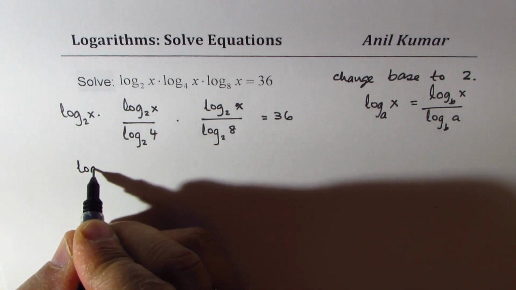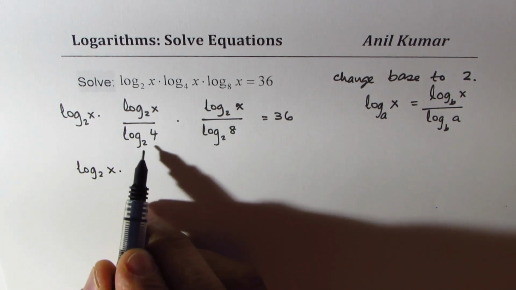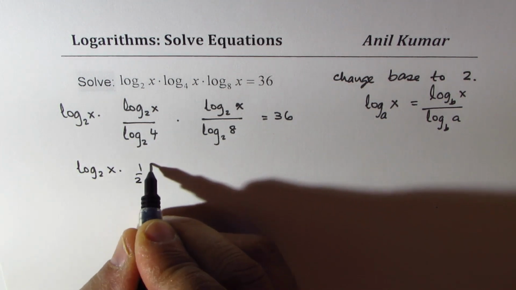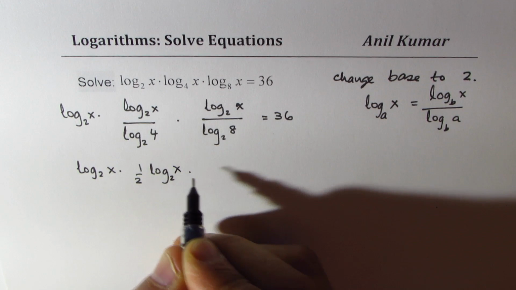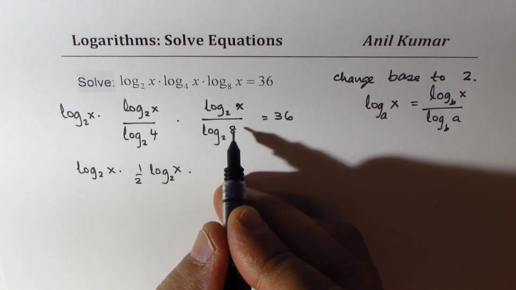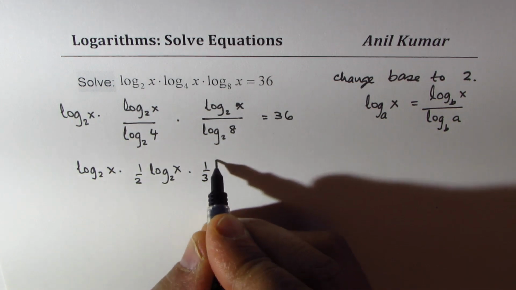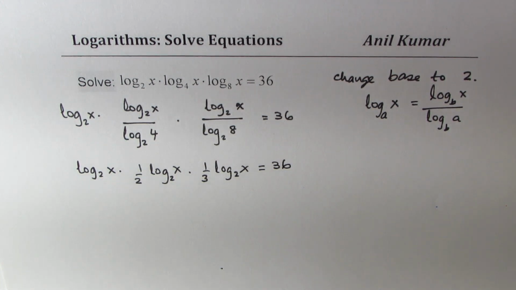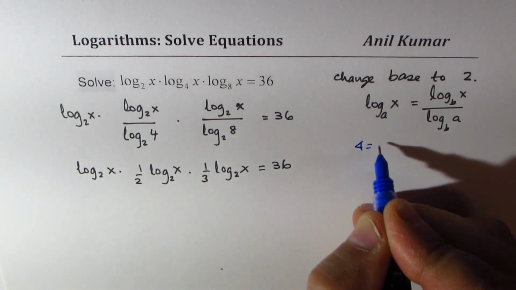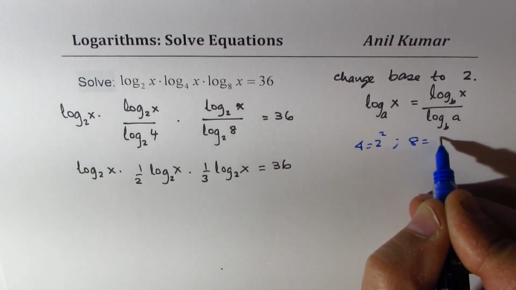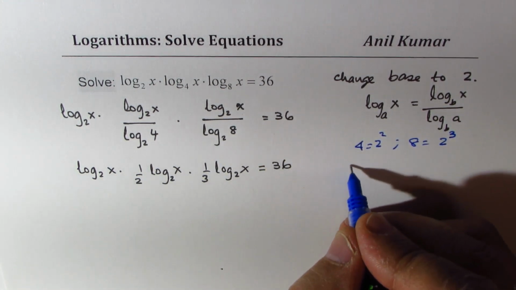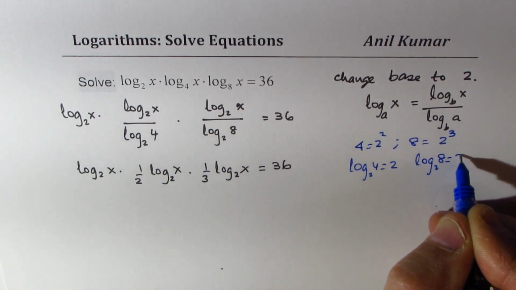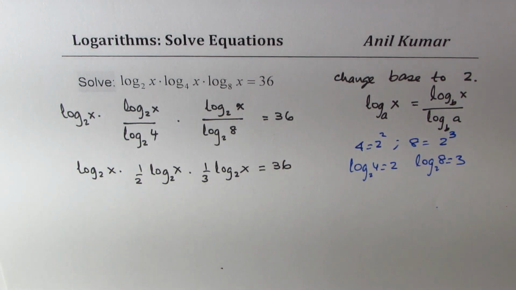Now, this could be written as log to the base 2 of x times, what is this? 2 squared, right? So it could be written as half of log to the base 2 of x. And in this case, 8 is 2 cubed, right? So 1/3 of log to the base 2 of x equals 36, correct? Since 4 is equal to 2 squared and 8 is equal to 2 cubed, we got that result. So log to the base 2 of 4 will be 2 and log to the base 2 of 8 will be 3. Correct? So we substituted these two values.